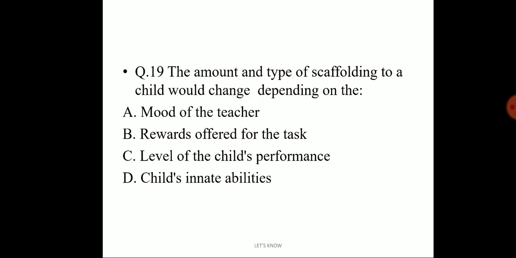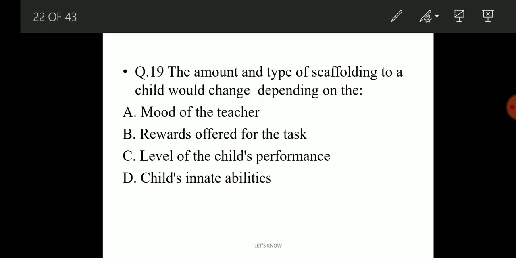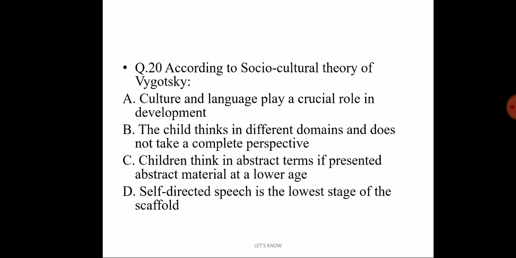Mood of teacher, this is obviously wrong. B, reward offered for the task, no. In the scaffolding process or supporting process there are no such conditions. C, level of child's performance, yes. What is his ability and what is his weak point? A teacher should guide him. Where he is weak, you should support and provide some tips. Okay, so our correct option will be option C, level of the child's performance. We can go for the next slide.